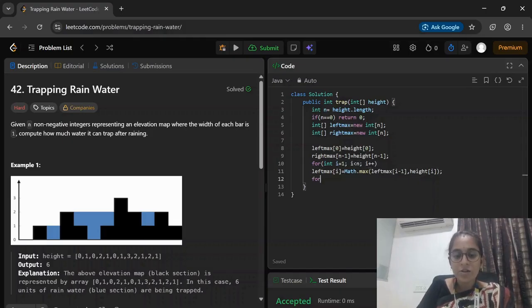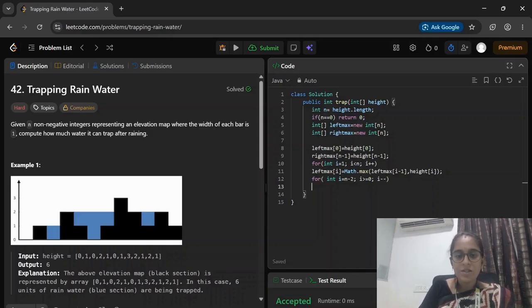Same as that, we take a for loop of int i equal to the last position, which means n minus 2, and it ends at the starting position. So i is greater than or equal to 0, otherwise the loop terminates, with i minus minus. So we decrement it, right?